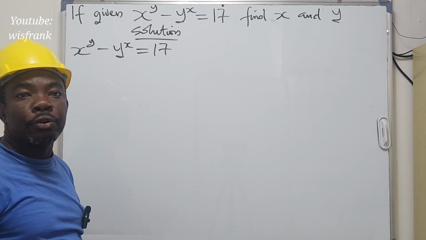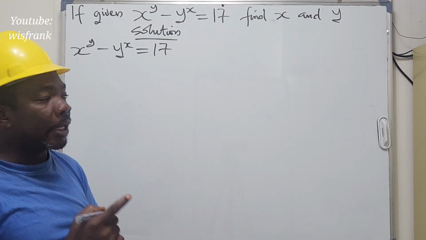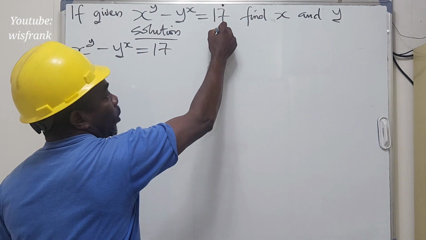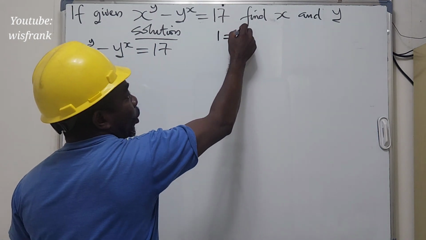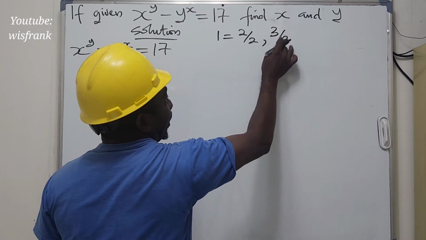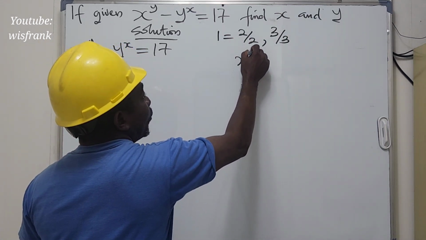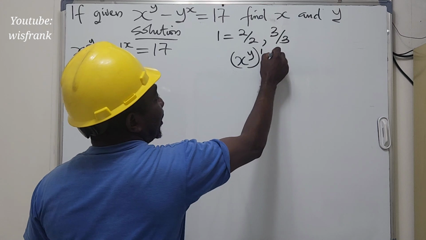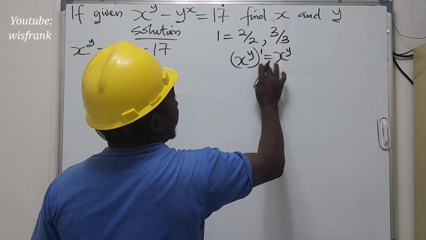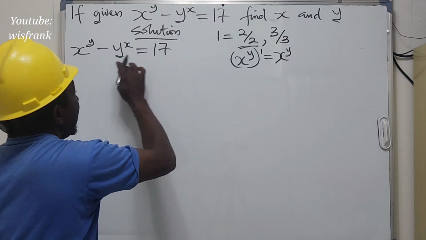So what we are going to do is to multiply by a power of a constant. Let a constant be equal to 1, where 1 can be equal to 2 all over 2, or we have 3 all over 3 is the same thing as 1. And we can have that x to the power of y to the power of 1 is the same thing as x to the power of y. So what we are going to do is for us to substitute this in the place of 1.